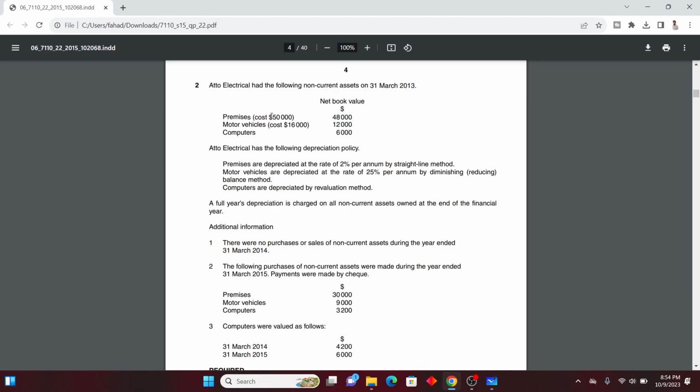How do we get the cost? The cost is the cost at which the asset was purchased a long time ago. So that is the historical cost. That is the cost at which the asset was bought. Let's suppose 5 years back, 4 years back, or 7 years back. It all depends on the question.